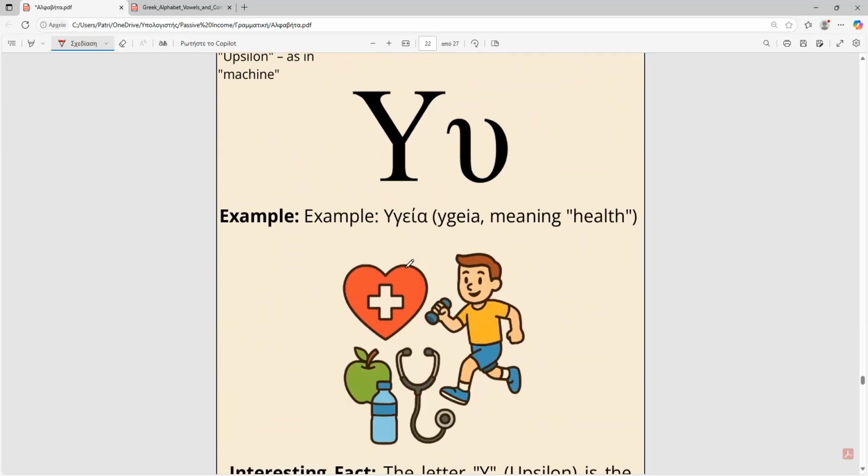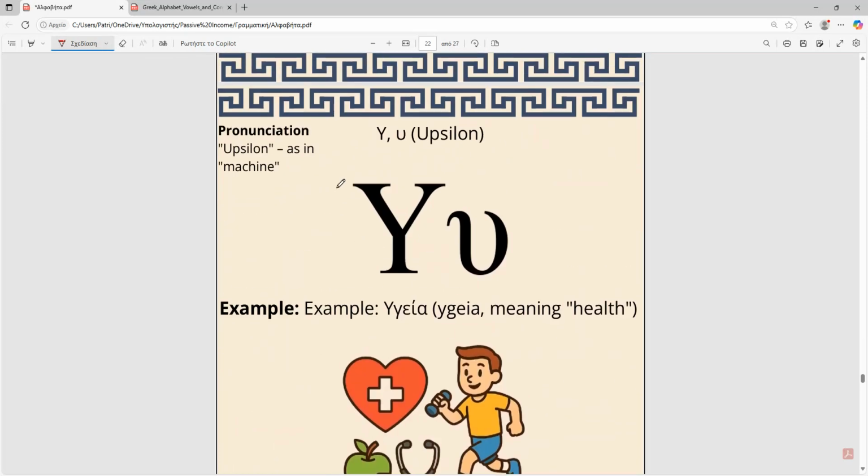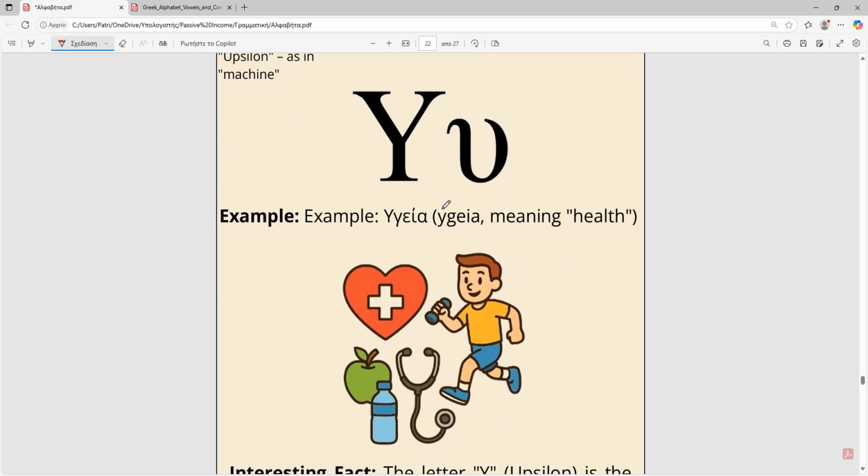Okay. Then we have epsilon. We're close to the end. Epsilon. This is another e. If you remember, we have the eta e, we have the iota e, and this is the epsilon e. Like for example, υγεία, that means health.